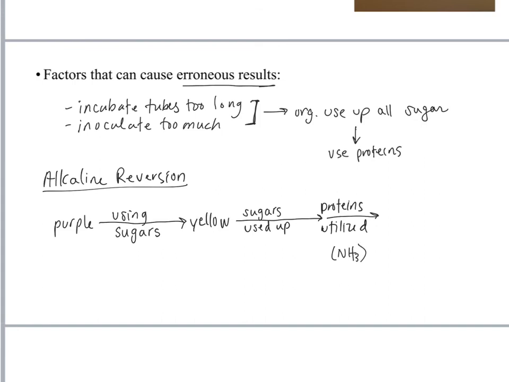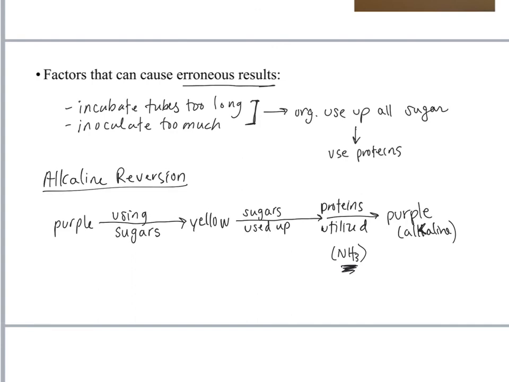Remember when we talked about phenylalanine deaminase? A deaminase cleaves off an amino group from an amino acid. So that's where we get things like ammonia as an end product. And now we're going to get the color change back to purple because the end products now are more alkaline.